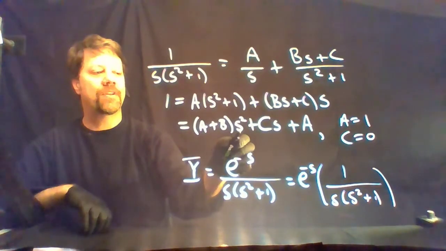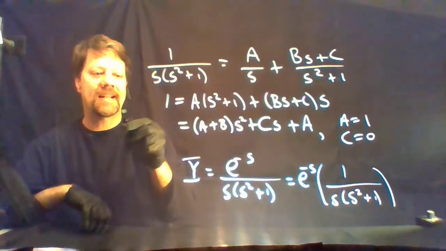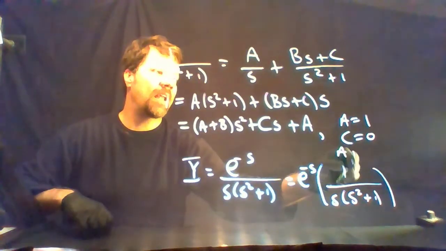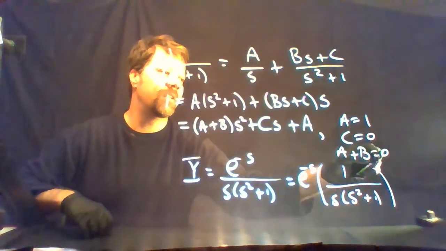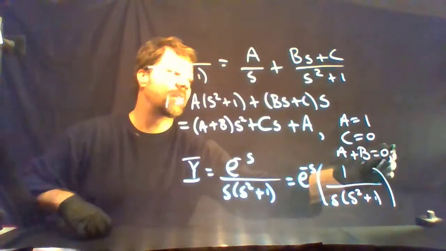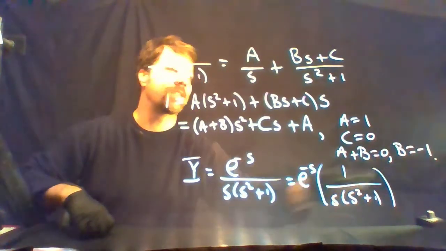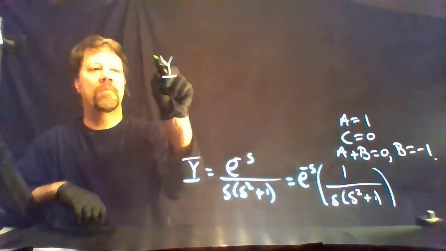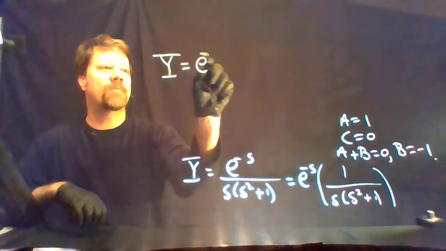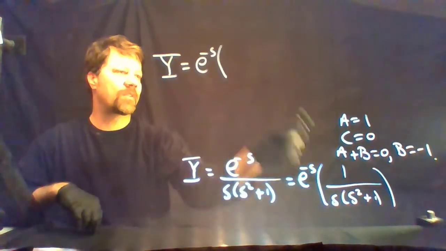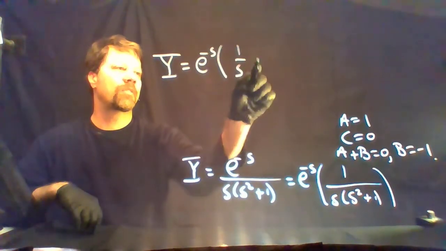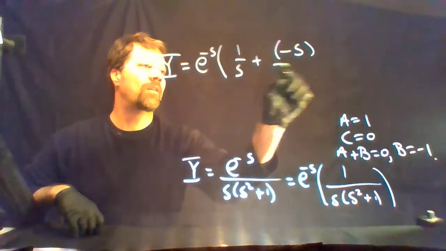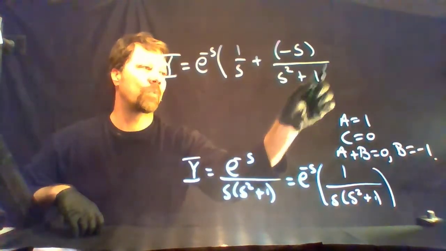And then the coefficient of s squared is a plus b. That has to equal the coefficient over here, which is 0. We get a plus b is 0. Since a is 1, b is minus 1. We have then that big Y is e to the minus s times 1 over s plus negative s over s squared plus 1.